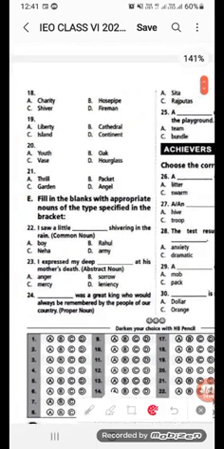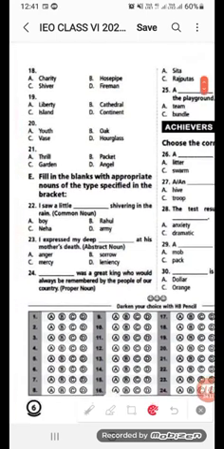Now exercise E. Fill in the blanks with appropriate nouns of the type specified in the bracket. What we have to do here now? In number 22, one sentence has been written, that is, I saw a little dash shivering in the rain. And from the options, we have to pick the common noun. Let us find which one will be the correct answer.